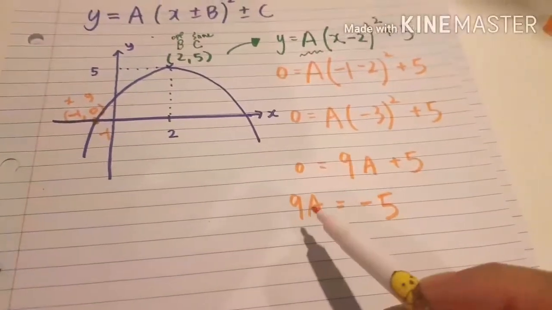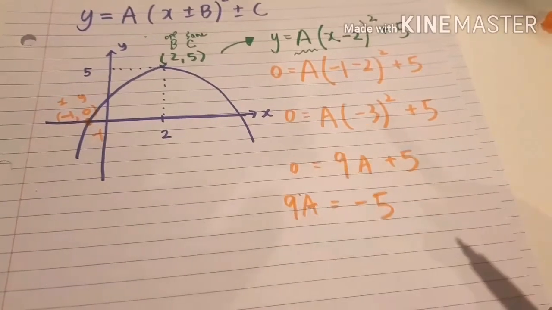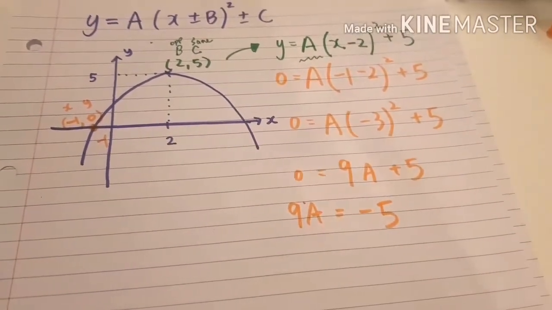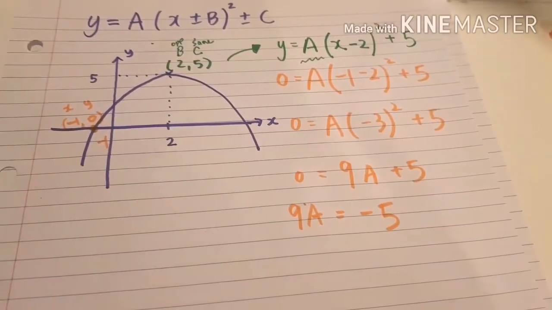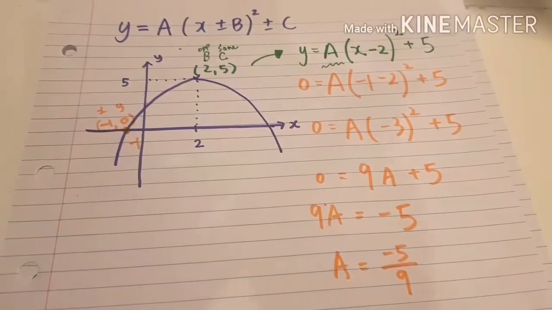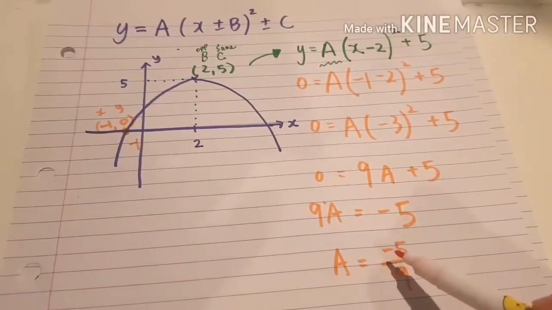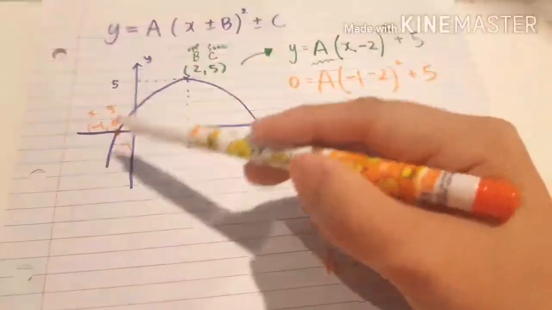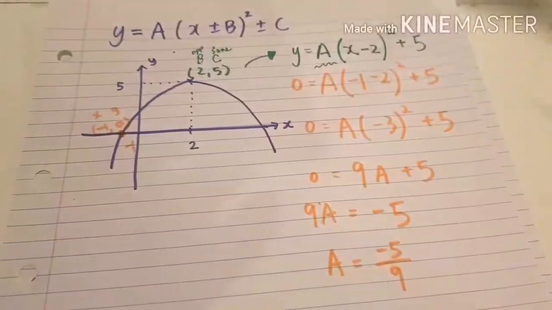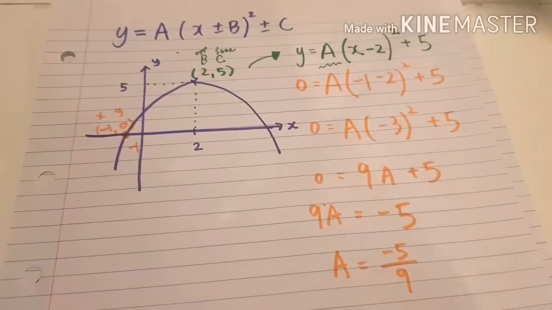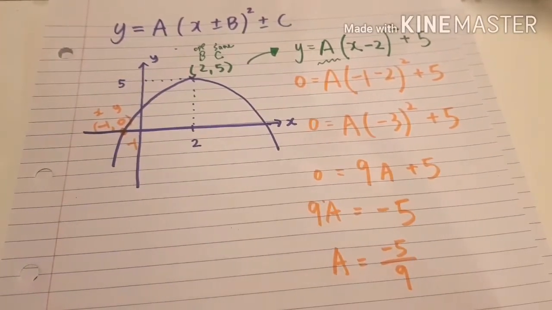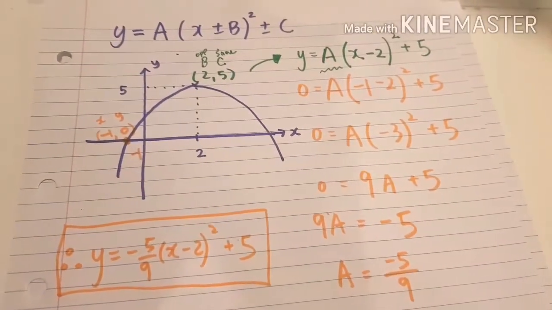And 9 and A are linked with multiplication. So I'm going to send 9 across. What would happen? There you go. My A value is -5 over 9. Oh, it's negative. Yep, it's correct because I have a sad curve. Great. So I need to rewrite the solution. Okay, just like this.